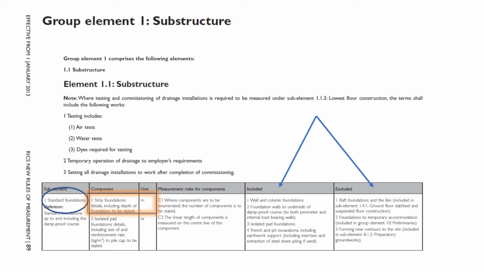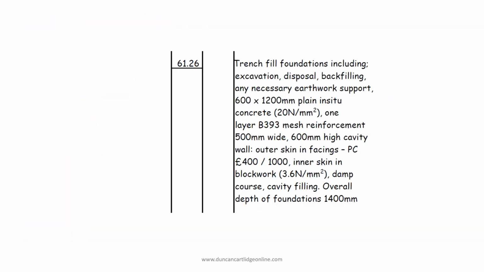Here is a typical page from NRM1 illustrating the rules for the measurement of substructures. As with NRM2, the rules are read from left to right. Using the rules, a description can be framed as shown here. Measurement is taken in linear meters along the center line. The specification and dimensions have been assumed.